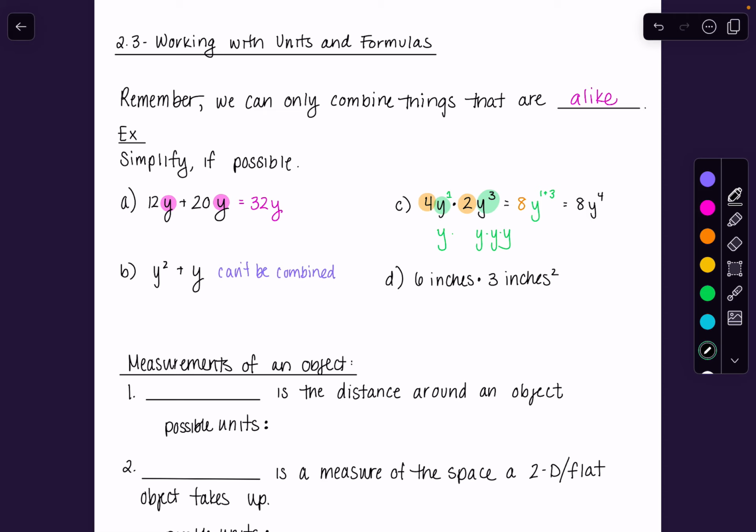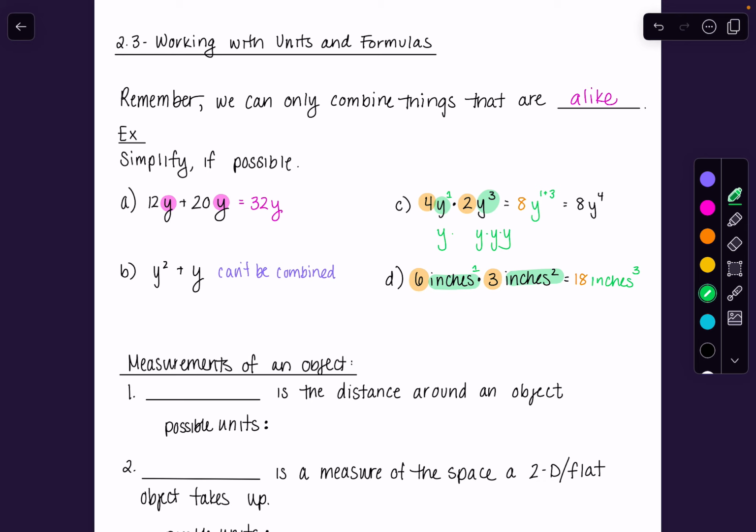Same idea happens if I then, instead of use variables, switch to using a unit. So in D, we have 6 inches times 3 inches squared. So I just do the like things, starting with the numbers. 6 times 3 gives us 18. And then I have inches times inches squared. So I add those exponents together, and that gives us inches to the third, because there is a 1 here. 1 plus 2 gives me 3.